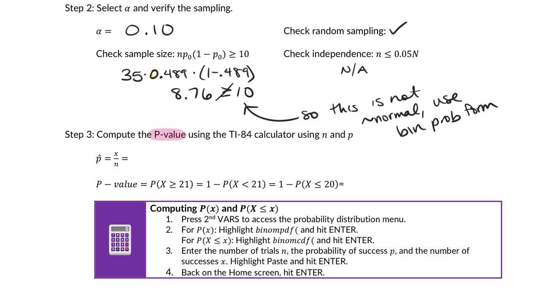We still need p-hat. Of our tiny little survey, how many said that they have the RDA of calcium? How many people said yes, they have the recommended daily amount of calcium? 21 out of our 35, which is 0.6 of that sample.